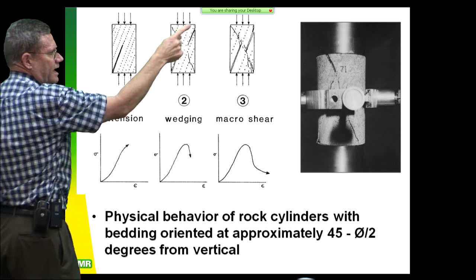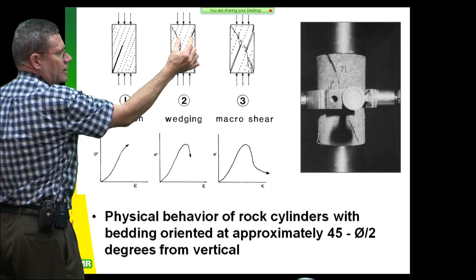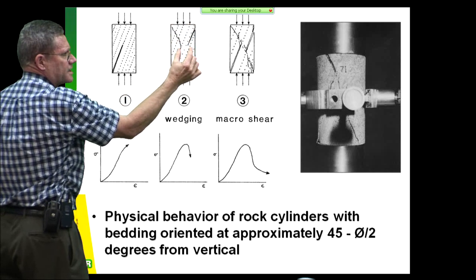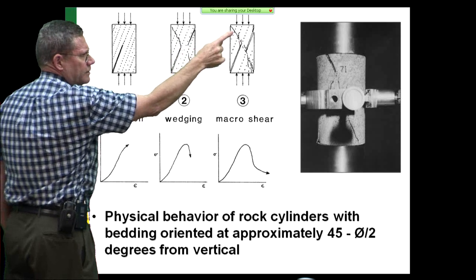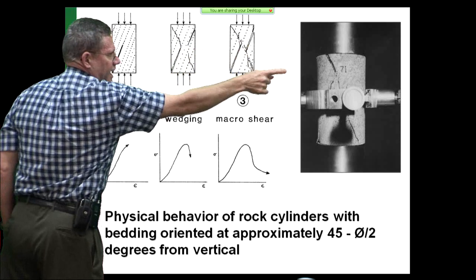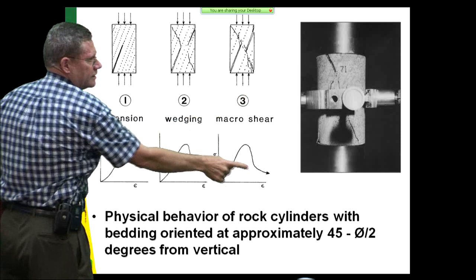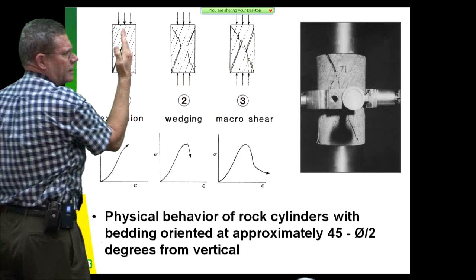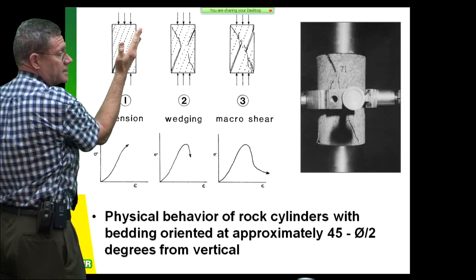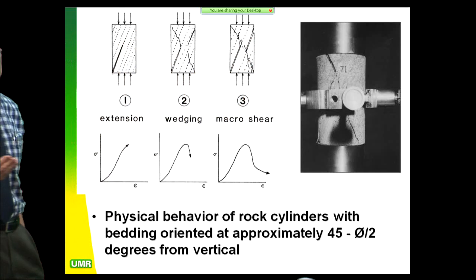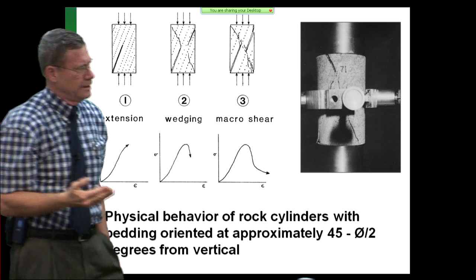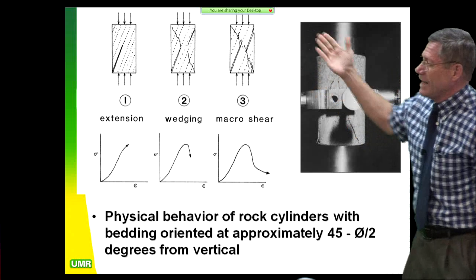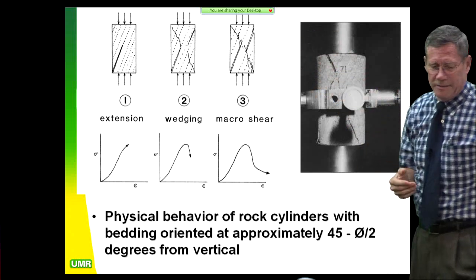I'm starting to get this necking down. I'm getting all this load going through that small little area. Very high stress concentration. And then I go to macro shearing and these blocks start falling out. And that's way down here. So by that point, you can see the inclination of the bedding in this case, or the layering, plays a huge role in the behavior. Now you should be able to look at those pictures and just see that intrinsically makes sense.